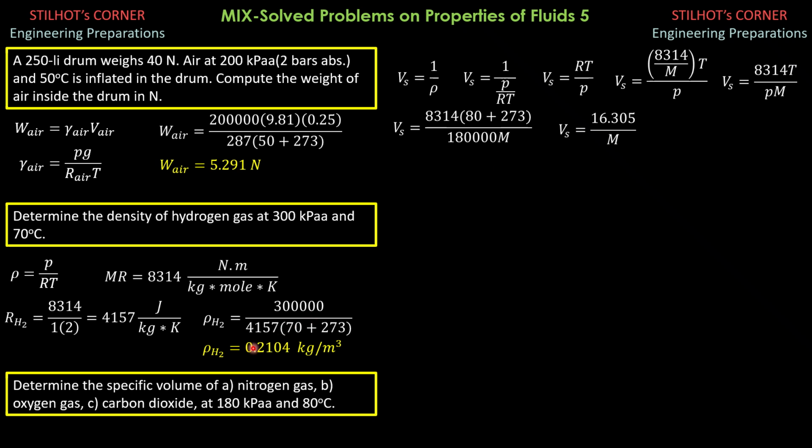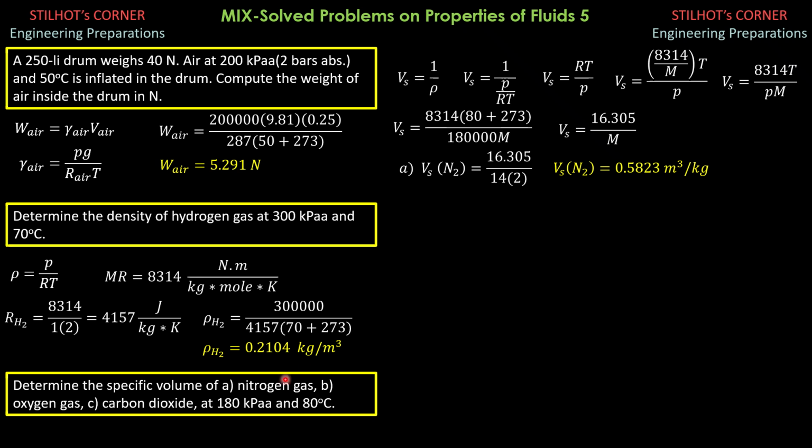For part A, we have nitrogen gas. This is the 14th element in the periodic table. It has two atoms again, so the molecular mass of nitrogen is 14 times 2, or 28. So the specific volume for nitrogen is 16.305 divided by 14 times 2, the molecular mass, 28. So it is equal to 0.5823 cubic meter per kilogram.